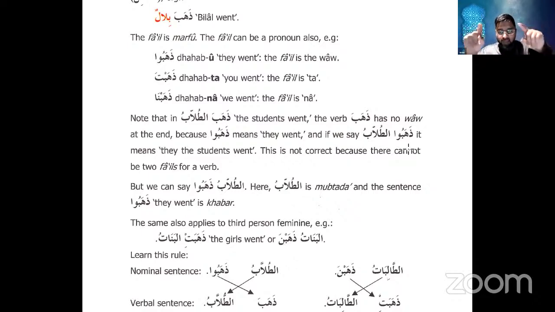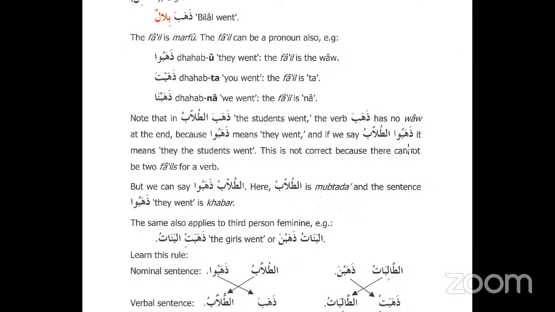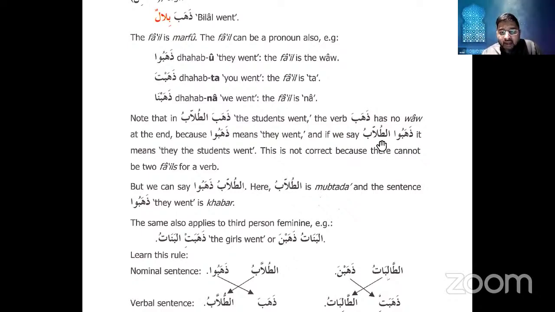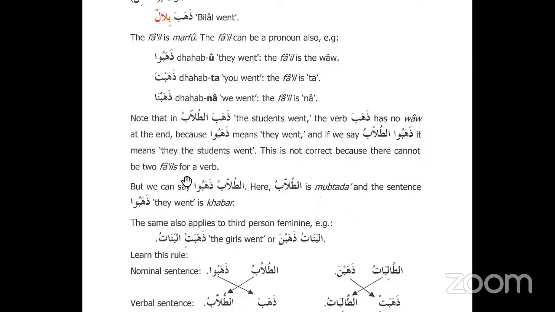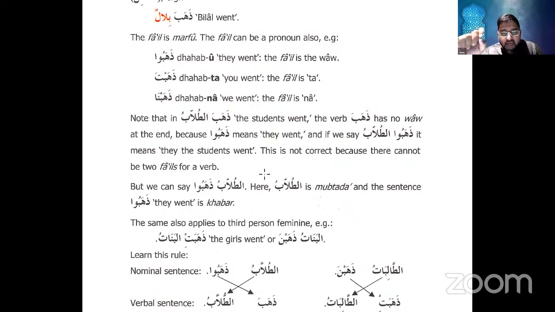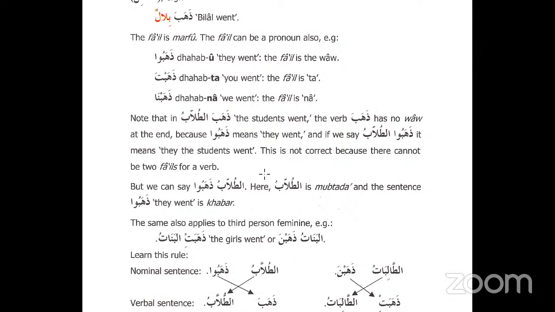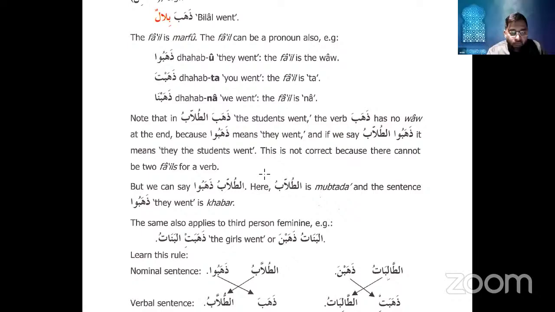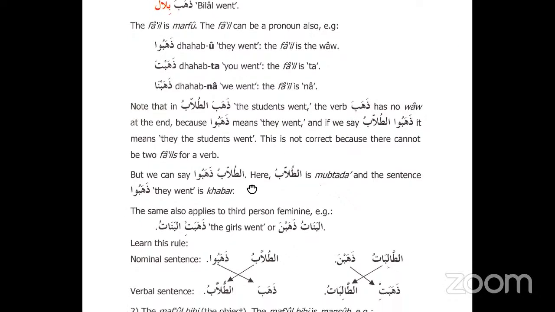Can you see it now? Because at-tulabu, when it is coming before the verb, as you have read, becomes a mubtada, a subject. And when it becomes a subject, it requires the khabar. And for a sentence which starts with a noun, you can have a verbal sentence, zahaba or zahabu, as the khabar. So that's the reason why.